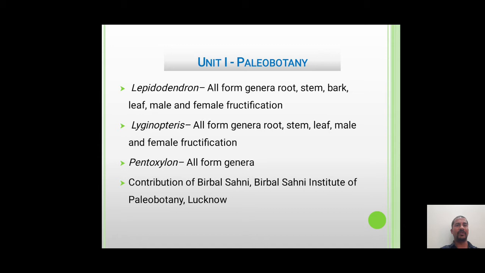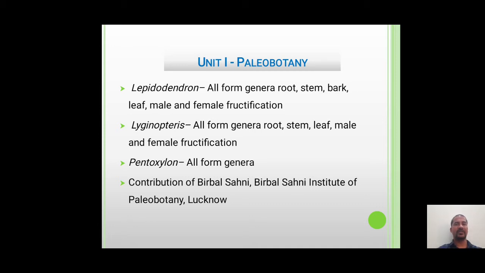The unit number 1 is paleobotany. All of you know that paleobotany is the study of fossil plants. In this unit, we are going to see the various form genera of the fossils. First of all, the Lepidodendron. From this topic, we are going to see all the form genera, that is root, stem, bark, leaf, male and female fructifications of this Lepidodendron genus.